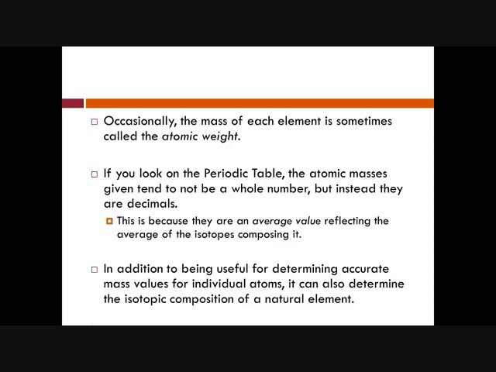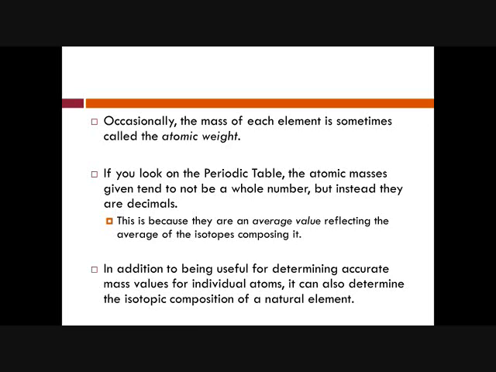What we are going to do is we will actually be able to determine the atomic weight from data from this analysis. So sometimes on periodic tables, atomic mass is called atomic weight. On the old periodic table you got in Chem 1, that's what it said. If you look on the periodic table, the atomic masses given tend to not be a whole number, but instead decimals, because they are the average value reflecting the isotopes. Do you guys remember what an isotope is?